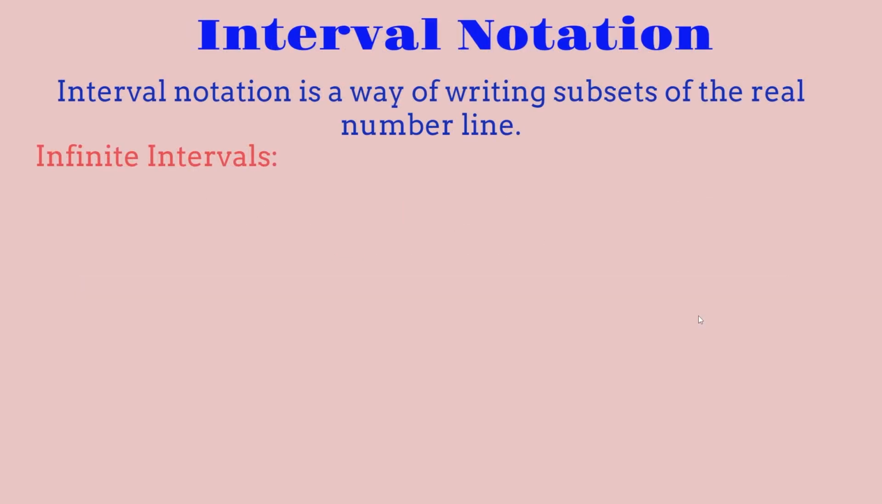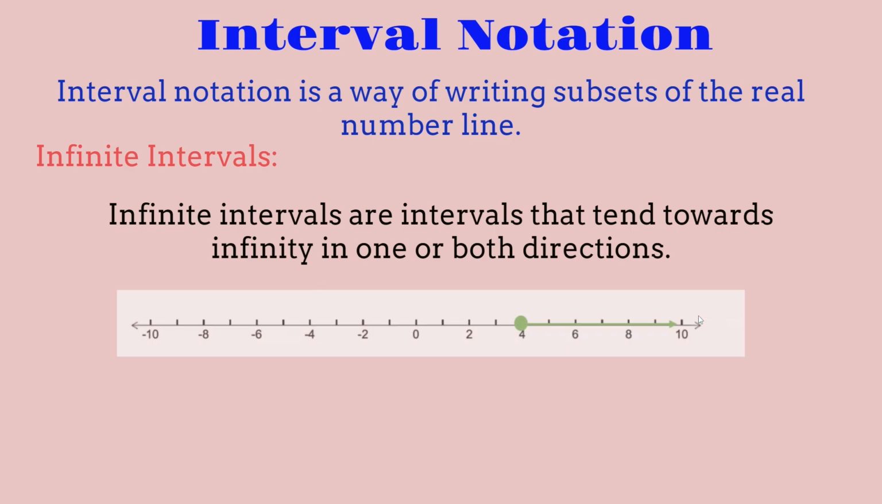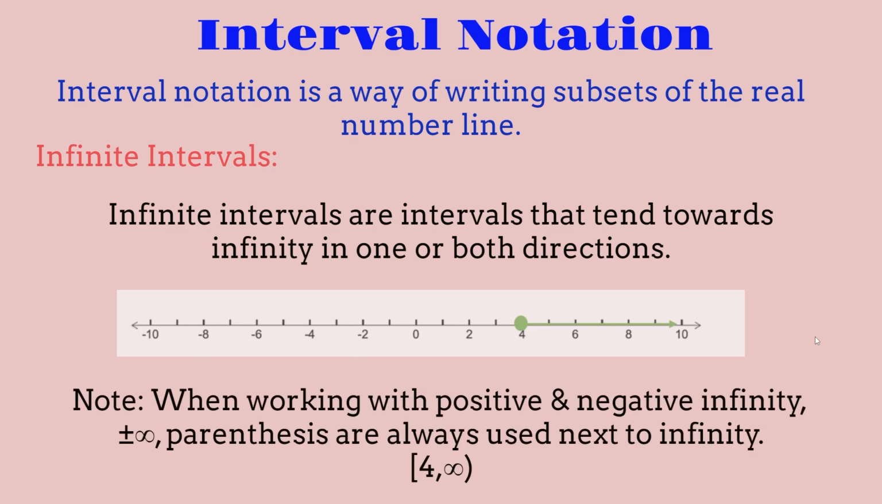Now we can also have something called an infinite interval. Infinite intervals are intervals that tend towards infinity in either one or both directions. For example, here we can see that we're including 4 and then it goes to infinity, so it's 4 and above. When we work with either positive or negative infinity, we always use parentheses. In this case, we have 4, and since it's a closed endpoint, we use the square bracket, so it'd be square bracket 4, comma, infinity. And since this is infinity, we have to use the parentheses.